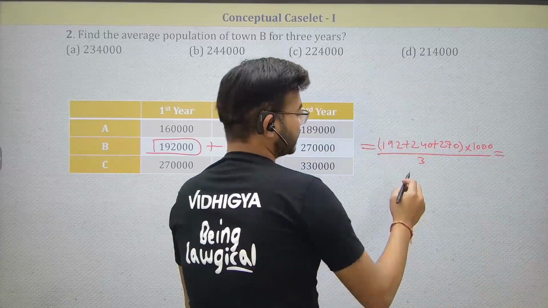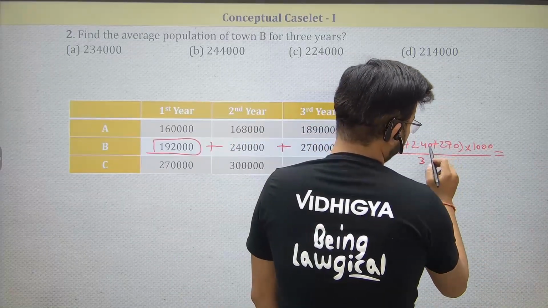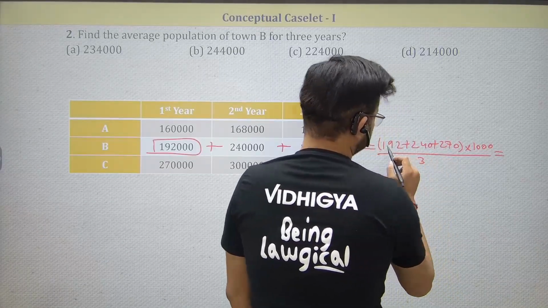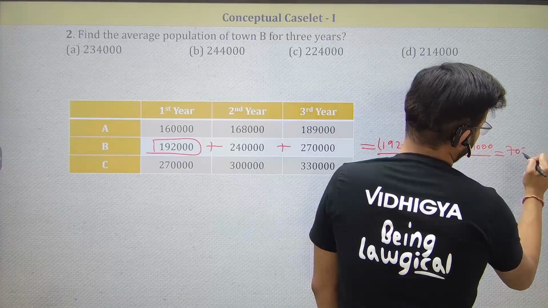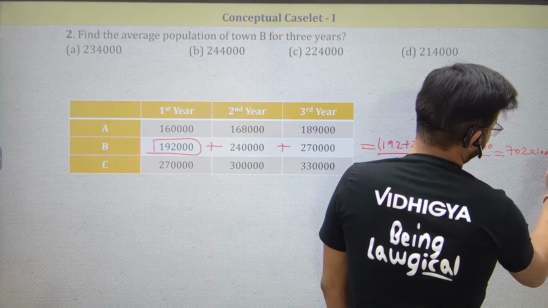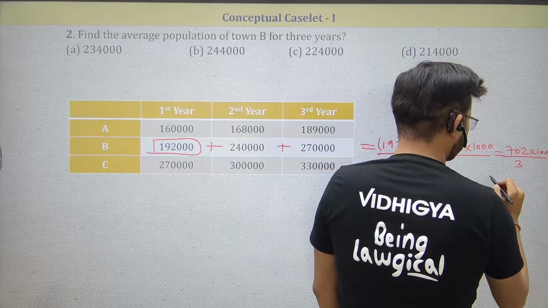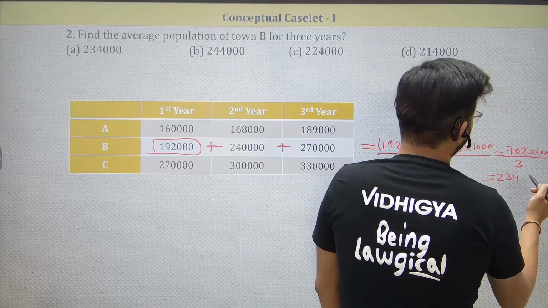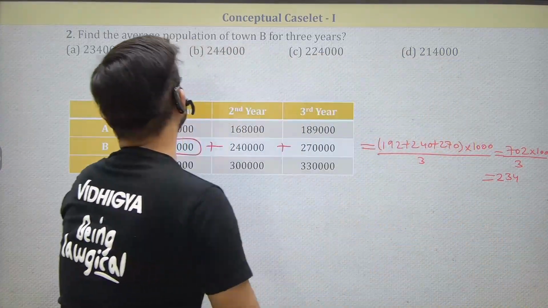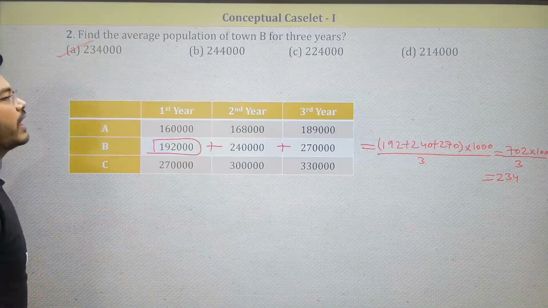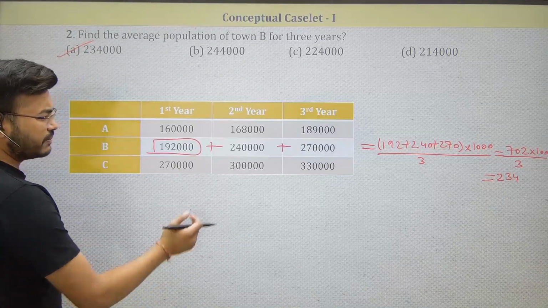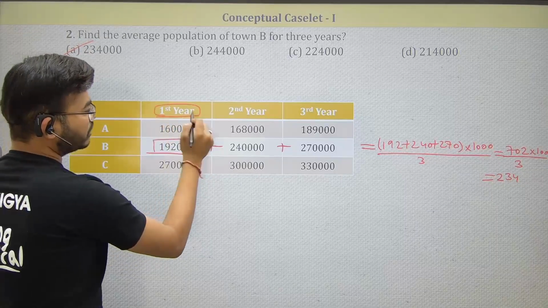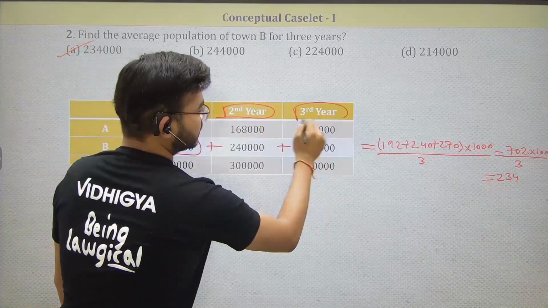If you add them, you'll get 480, 510, 702. So that will come out to be 702 into 1000, divided by 3. So that will come out to be 2,34,000. So the answer will be A, 2,34,000. We simply added the terms and divided by 3, because we needed to find the average for the first year, second year and third year.